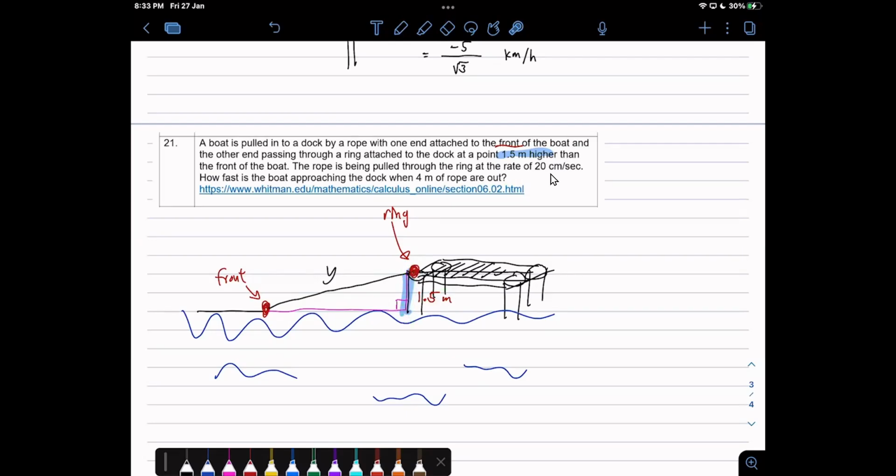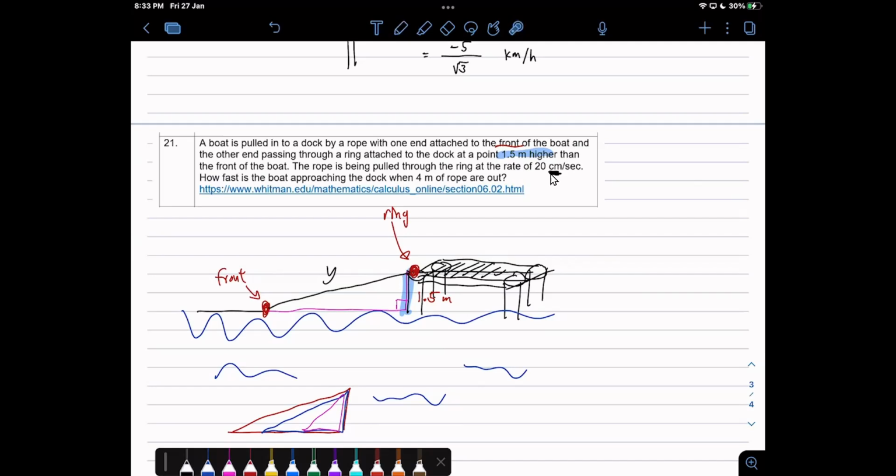Then the rope is being put through the ring at a rate of 20 cm per second. So it means that somebody is pulling it in this way, so it's getting shorter and shorter. At first it will be a triangle that looks like this, then it will shorten into a triangle that looks like this, and then a triangle that looks like this. Red becomes blue, becomes pink, as you pull the rope inwards. Make sense? Good. So 20 cm per second. Please be careful, here we have cm first, and let's continue reading.